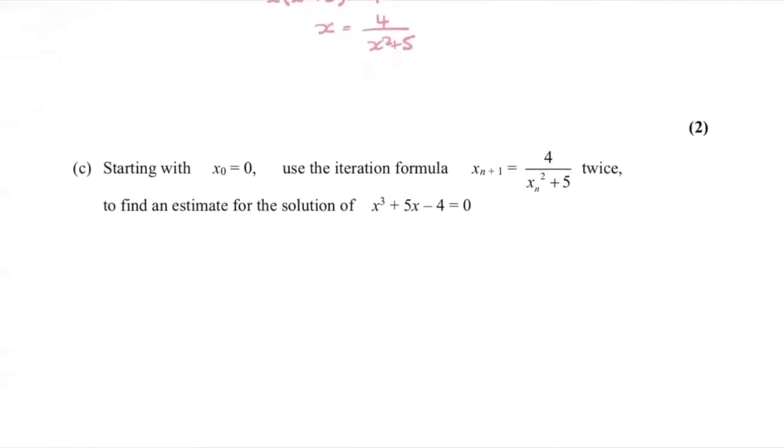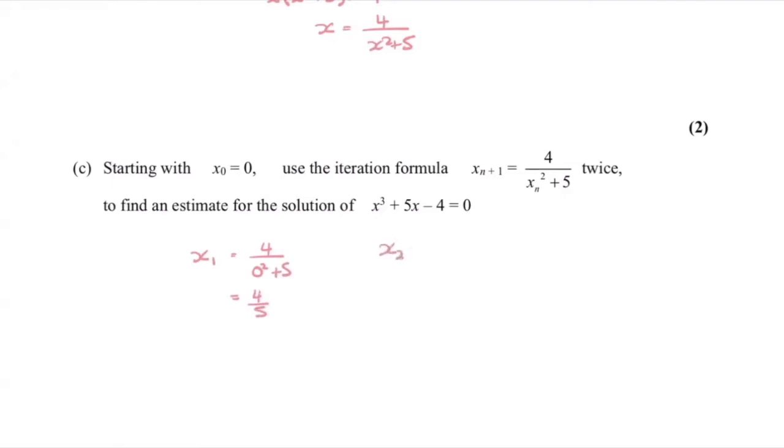Now we're going to use the iteration formula. So you would always put the previous solution in to the formula. So to find x1, we're going to put x0 in. Just follow the rules of maths and you'll get 4/5.